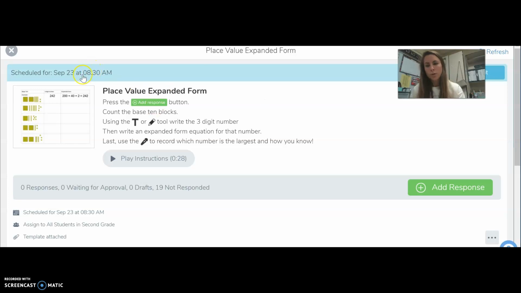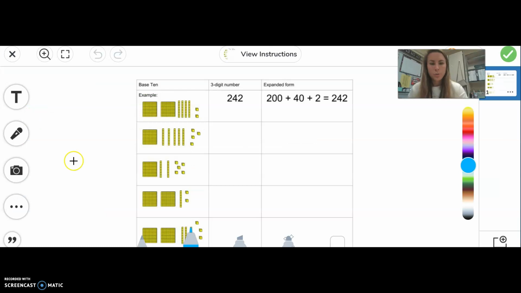You are going to be looking at a picture of a number, writing that number, and then writing it in expanded form. I'm going to give you a couple of examples. Click add response, and it's going to take you here. I'm going to look at my picture and figure out what my 3-digit number is. In the first one, they do it for you.